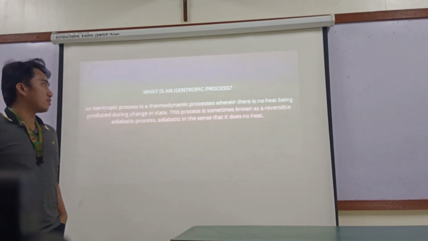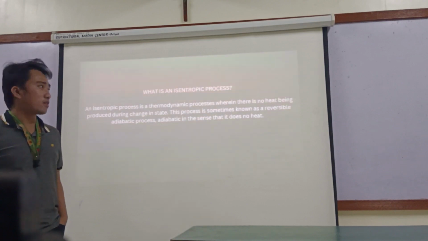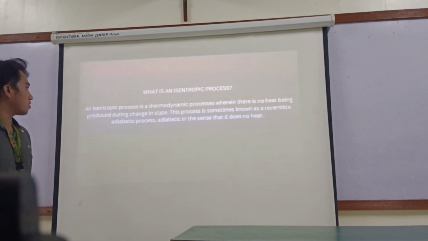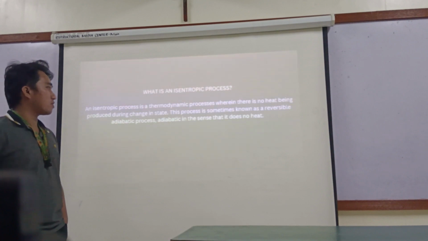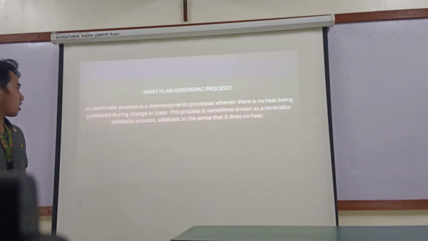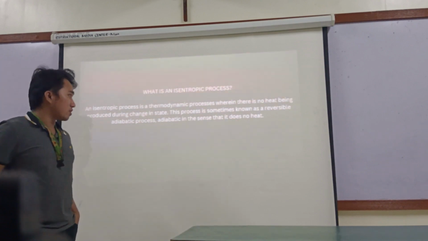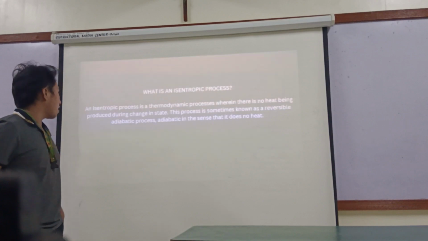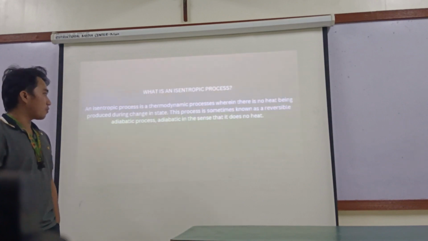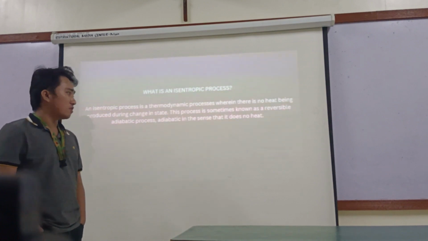Slide. And first, based on the problem, it states an isentropic process. So first, what is an isentropic process? An isentropic process is a thermodynamic process wherein there is no heat being produced during the change in state. This process is sometimes known as a reversible adiabatic process, adiabatic in the sense that there is no heat.